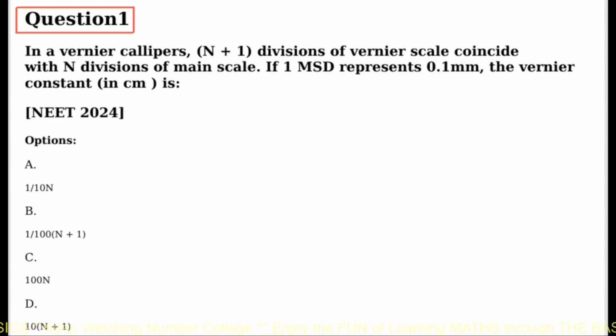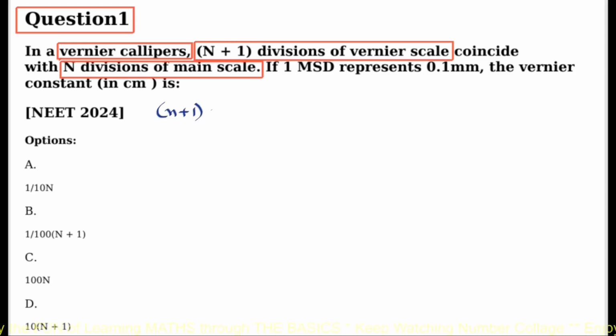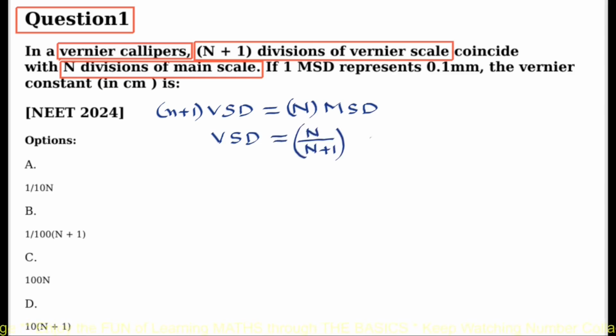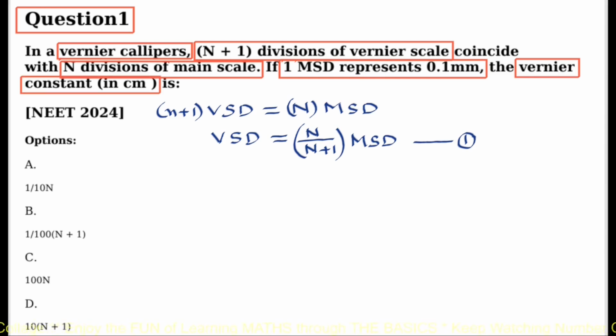Question 1. In a vernier calipers, n plus 1 divisions of vernier scale coincide with n divisions of main scale. So we have n plus 1 divisions of vernier scale division equals n divisions of main scale division. That gives us vernier scale division equals n upon n plus 1 divisions of main scale division. We name this 1. Next it is given 1 main scale division represents 0.1 millimeter. We have to write vernier constant in centimeter, that is least count of this vernier caliper.